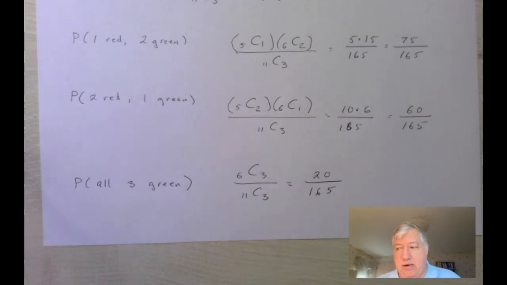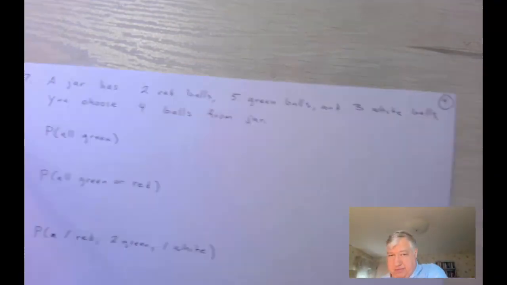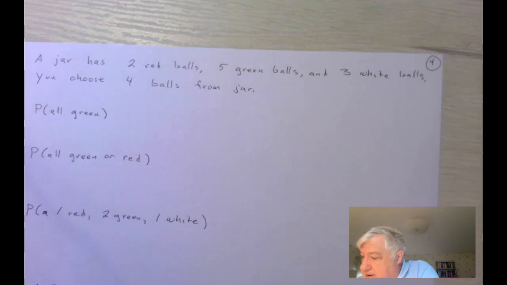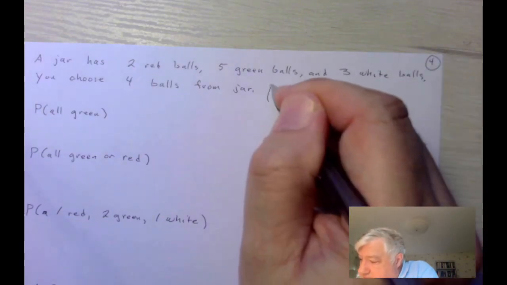Okay, now in our next example, let's change things a little bit. Let's add some white balls to this situation. So now we have 2 red, 5 green, and 3 whites. So we're in this situation.